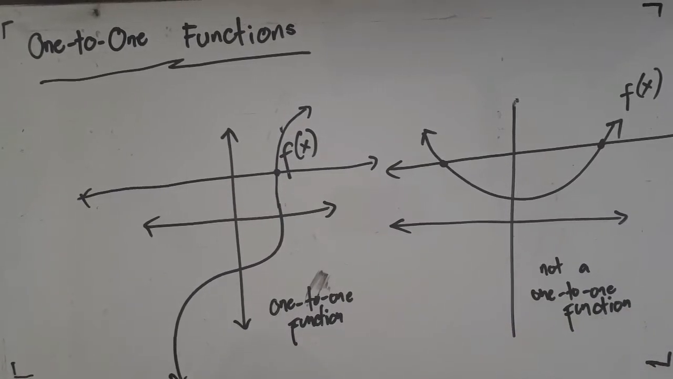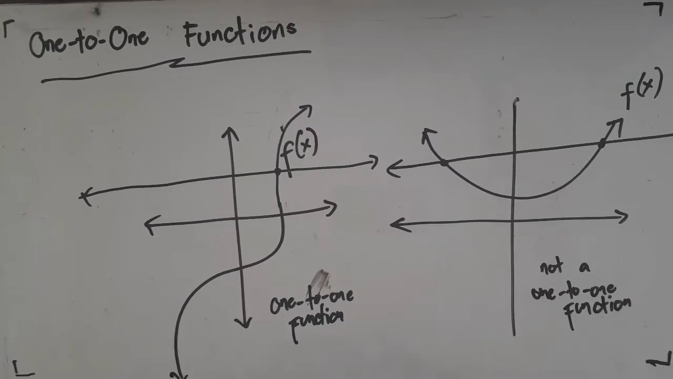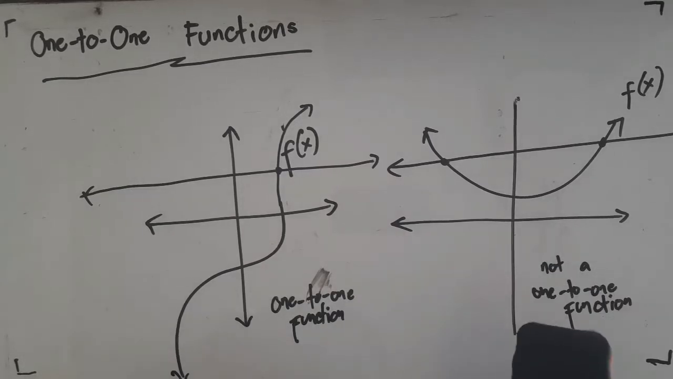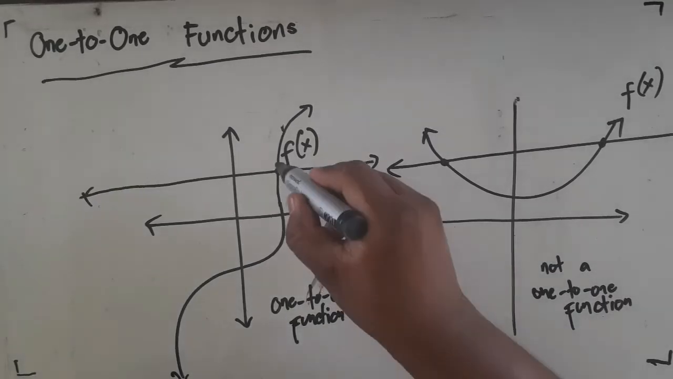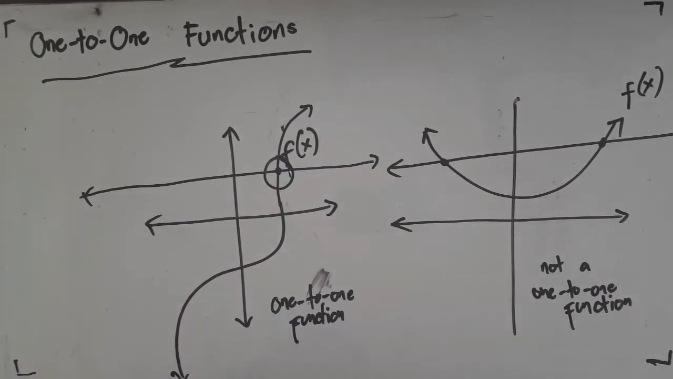So, if the graph is given, you can determine that it is a one-to-one function if and only if, when you conduct a horizontal line test, it intersects at exactly one point only. How about if the given is not a graph?